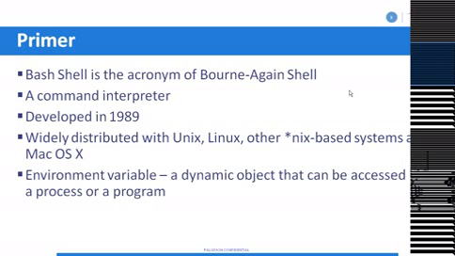The environment variables are memory objects, dynamic objects that can be accessed by a process or program. The value of a memory environment variable can affect the behavior of a process or program and eventually the end results of a program or a process.